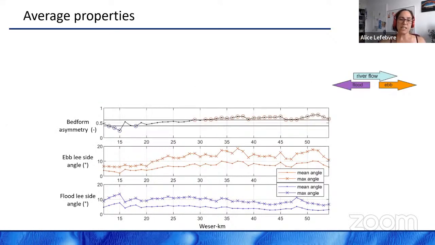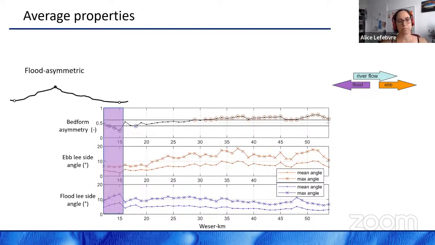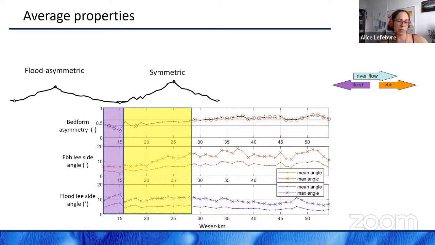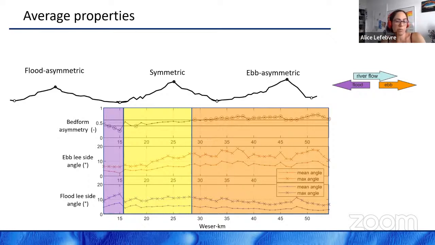But what's really interesting, and what was really a surprise for us, is the bedform asymmetry, and that is varying along that bedform field. So in the upper part, we actually found some flood asymmetric bedforms, which then became symmetric. And finally, there were those ebb asymmetric bedforms, which we expected to see everywhere, because we know from measurements along the estuary that the mean and maximum ebb currents are always stronger than the mean and maximum flood currents.